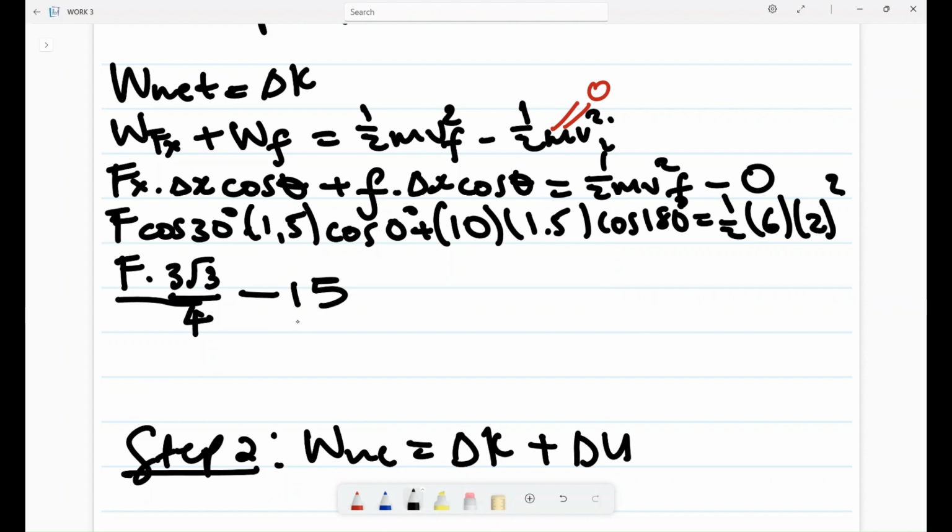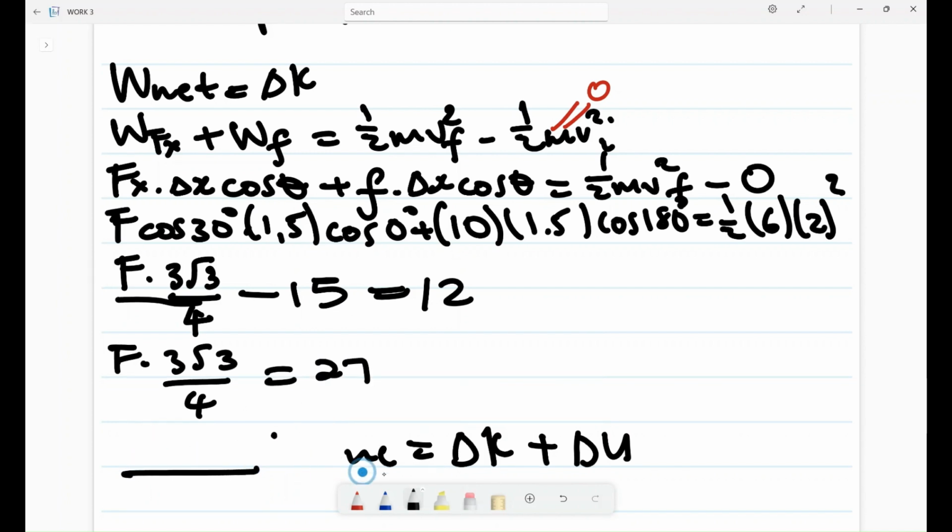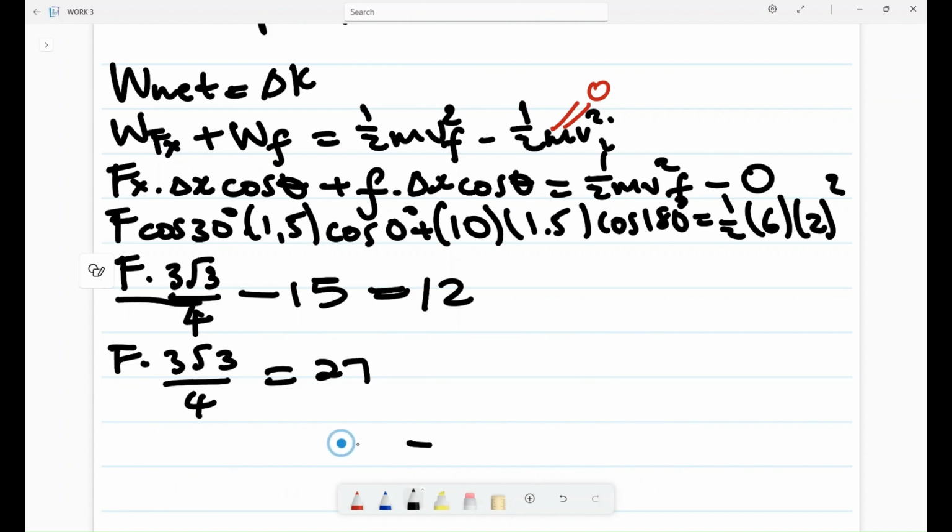Oh, this one is basic math. It is equal to, this is 3 multiplied by 4, I think it's 12. So my force multiplied by 3 divided by 3 over 4 is going to be, when I take 15 to the other side, it's going to be 27. Let me do myself a mathematician here. Remember, you do not require these steps. What's important is the last step.